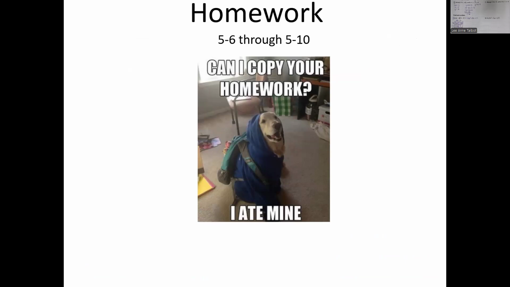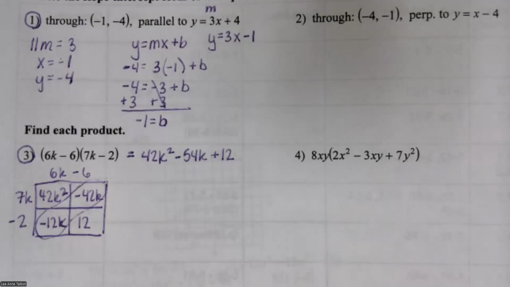It says, "Can I copy your homework? I ate mine." And I have two beloved golden retrievers at home, and I could totally dress at least one of them up like that. He is like the coolest dog ever. Yeah. Anybody have a golden retriever? You had one? They're super cool.